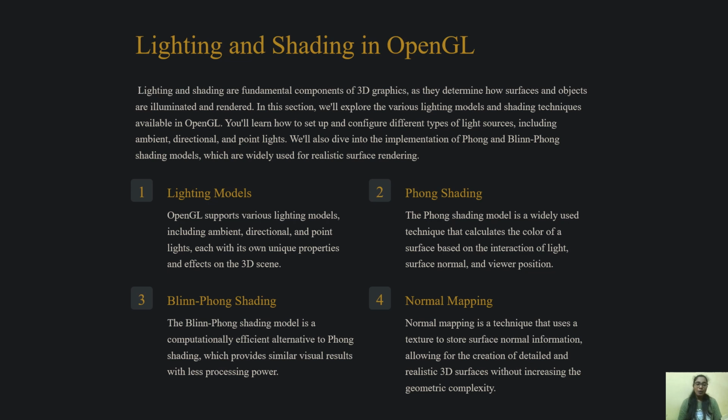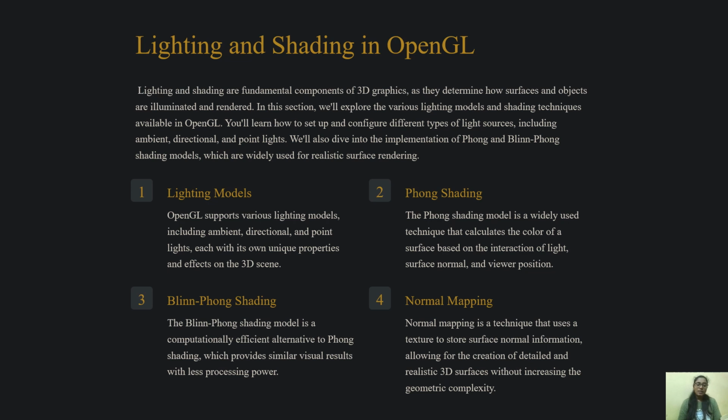You will learn how to set up and configure different types of light sources, including ambient, directional, and point lights. We will also dive into the implementation of Phong and Blinn-Phong shading models, which are widely used for realistic surface rendering. First one is lighting models.